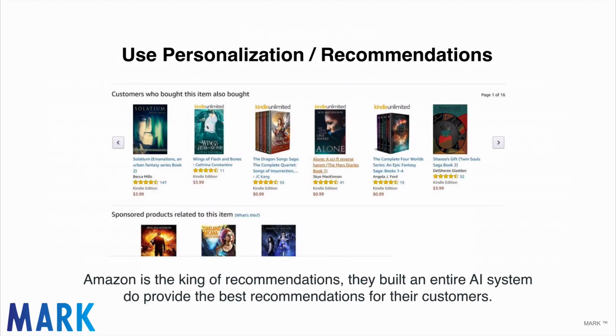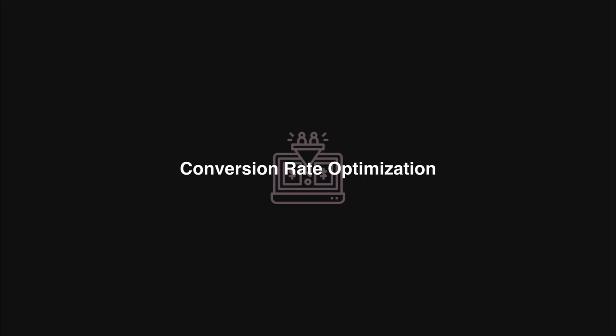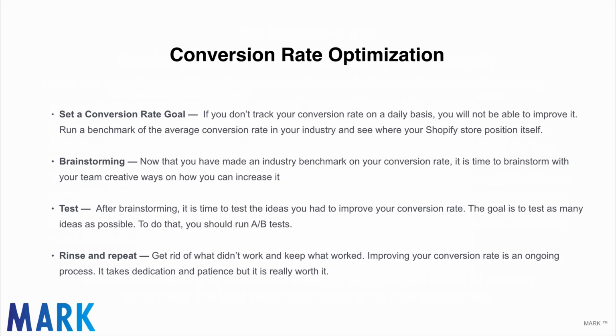It can also increase social proof. Because, for example, on Amazon, the recommended product section is "customers who bought this item also bought this one." And Amazon is the king of recommendation. They built an entire AI system to provide the best recommendations for their customers. So go on Amazon. Again, if you're dropshipping, if you're doing e-commerce, go on Amazon because they are a great source of inspiration.